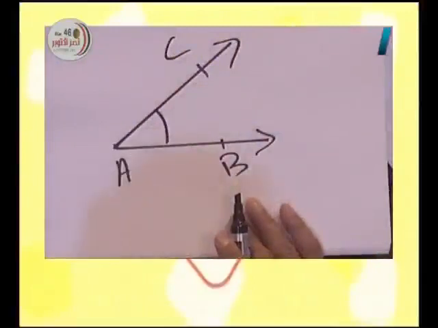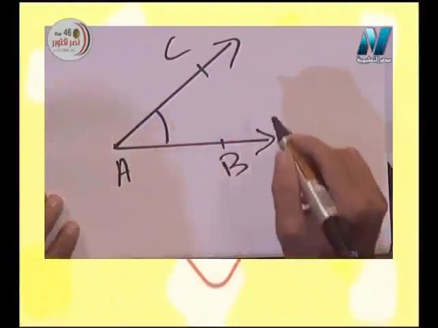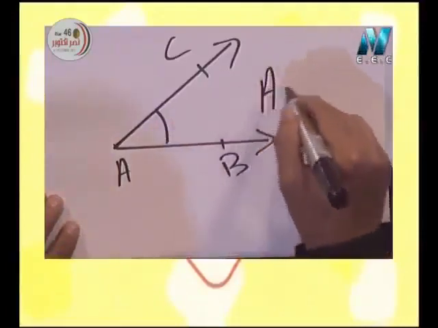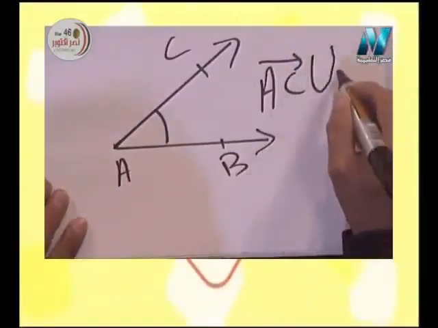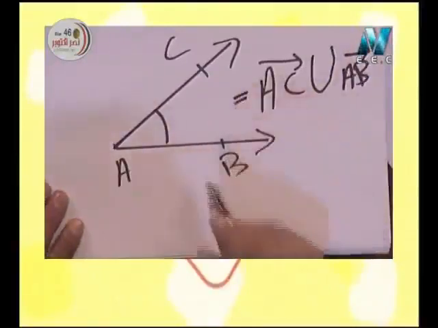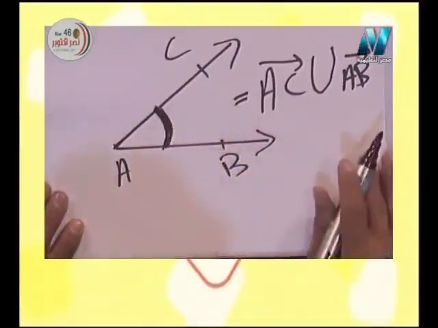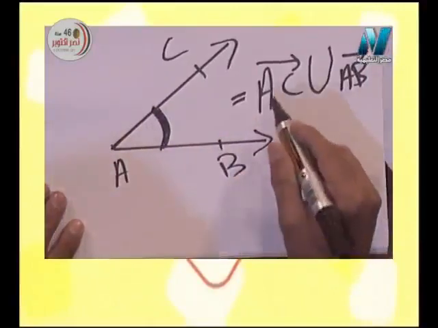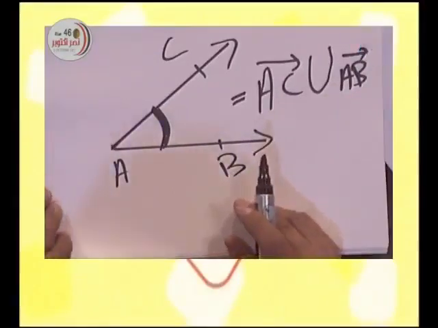What is the angle? As we know from the previous studying, the angle is the union of the ray AC and the ray AB. It is the resulted position which resulted from the union of the ray AC and the ray AB. Today, inshallah, we are going to study the directed angle.